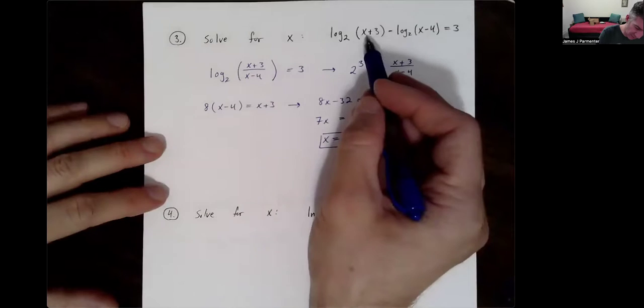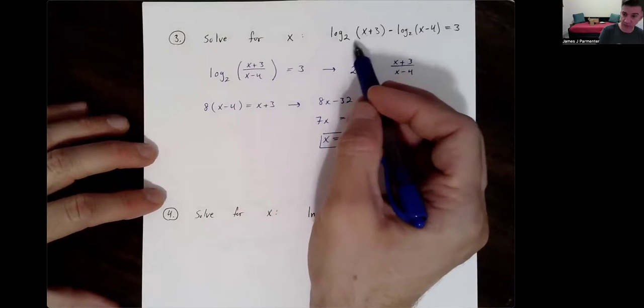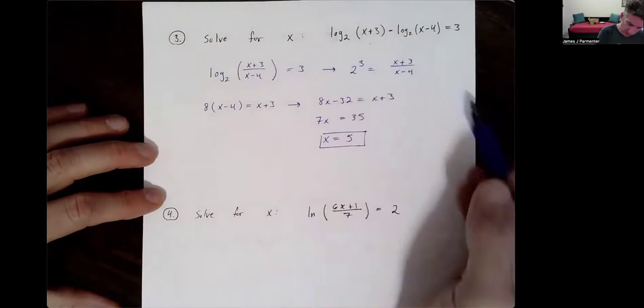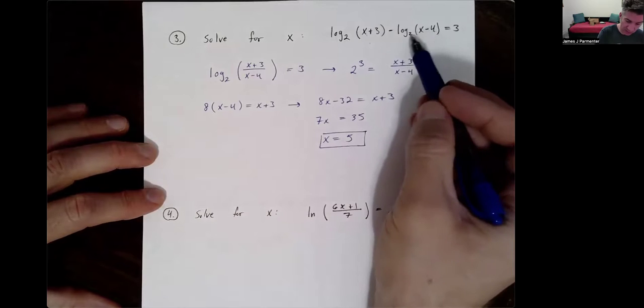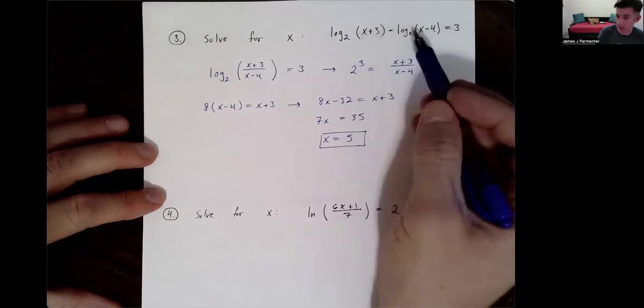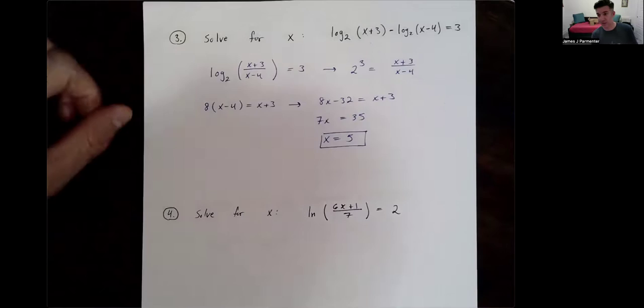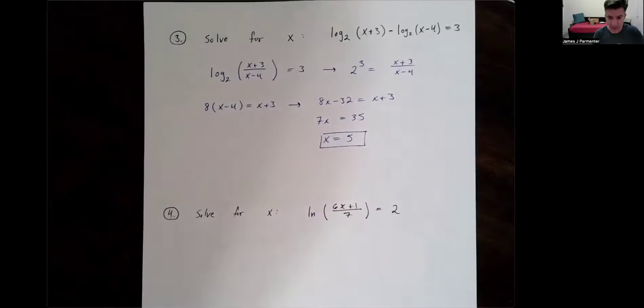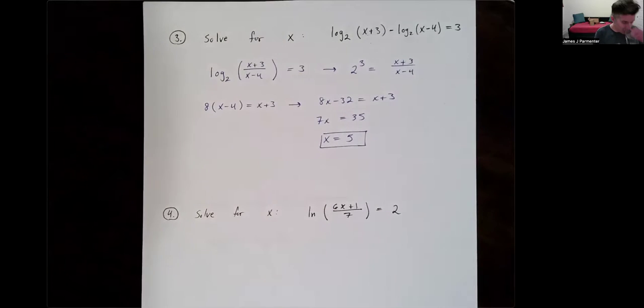Plug in 5 here. Log base 2 of 5 plus 3 is log base 2 of 8, which is 3. And here, if you plug in 5, 5 minus 4 is 1. Log base 2 of 1 is 0. And 3 minus 0 is 3. Saying a lot of wrong things today. Sorry about that. Okay.